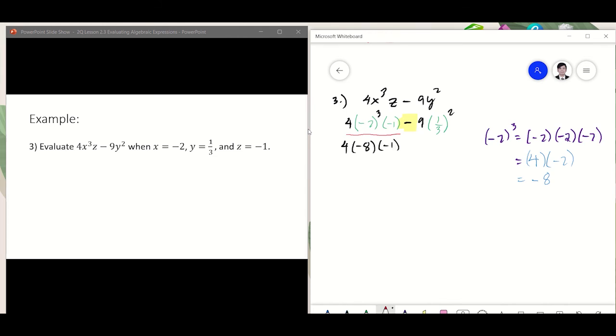Our second term, before it is a minus. So we change the minus into plus, so that the 9 here becomes a negative 9. Okay, now here, 4 times negative 8 is negative 32.